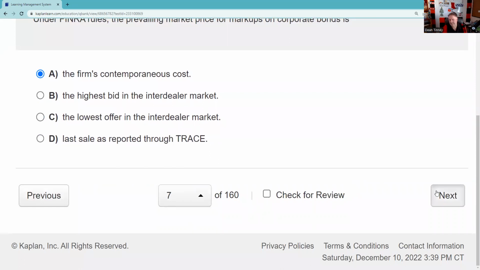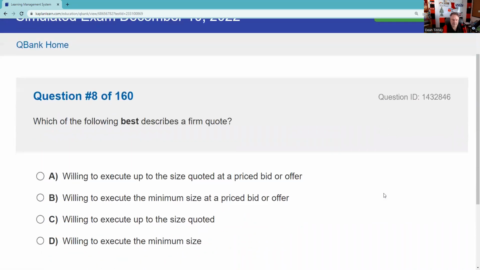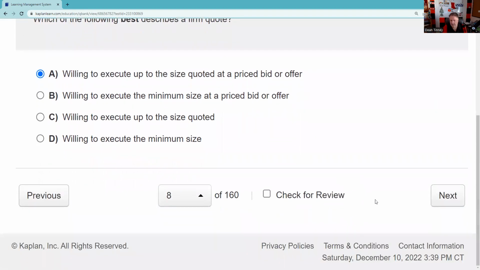Question 8. Which of the following best describes a firm quote? So a firm quote, remember, is all quotes are considered firm, at least 100 shares. But if I'm displaying size, I have to honor size. If I fail to honor that size, very testable, that's called backing away. And you would turn me into the Department of Enforcement of FINRA under the Code of Procedure. So it's willing to execute up to the size quoted. That's A. Not the minimum size, right? Whatever size I'm quoting. My minimum size to quote is 100. But if I'm quoting 8 by 8, that's 8 round lots on either side, then I'd have to honor that as well. Question 9.